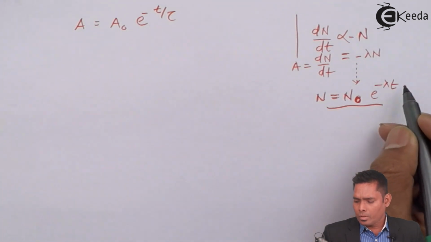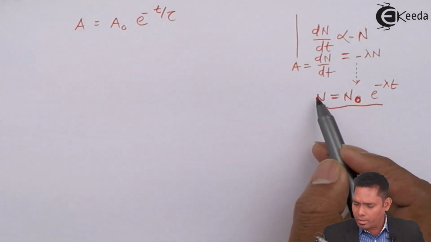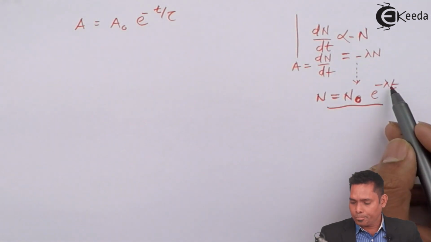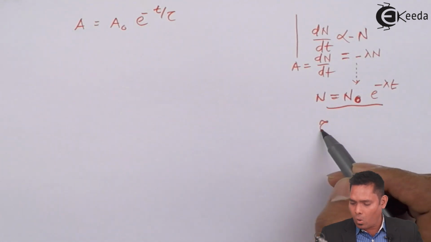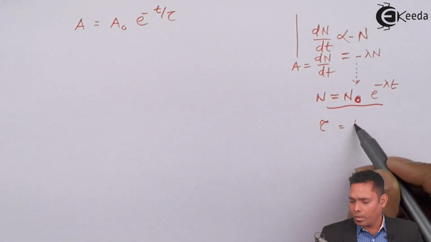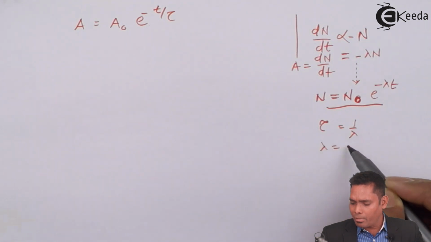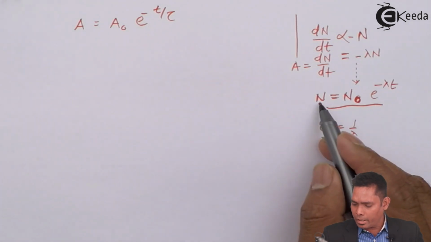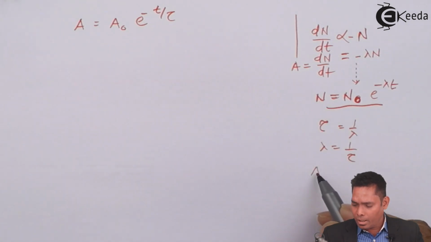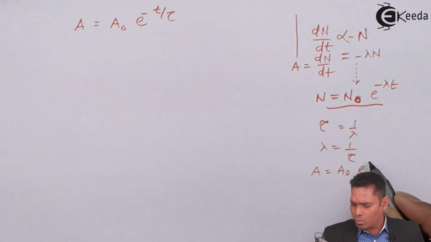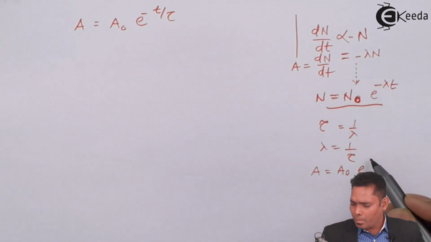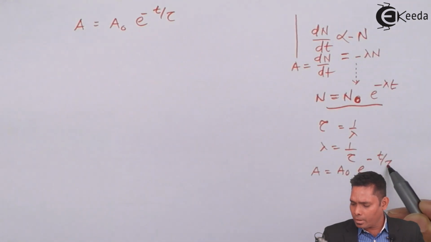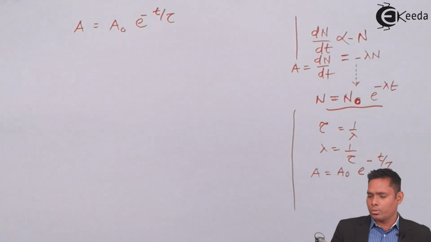Now, in this equation, N can be replaced by A naught. Because the mean life tau is 1 upon lambda, in place of lambda I will write 1 upon tau, and in place of N, I will write the activity. So A is A naught e raised to minus lambda t, with lambda as 1 by tau, into t, so it will be t by tau. So this is what we are going to use here.